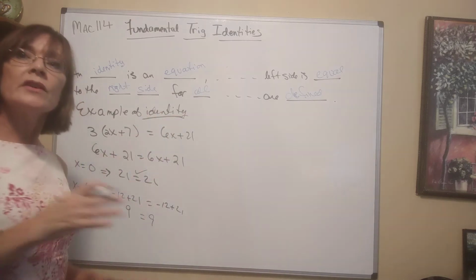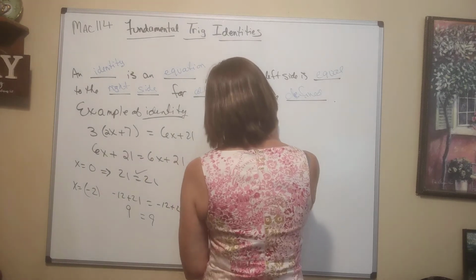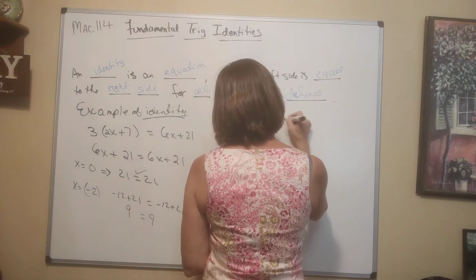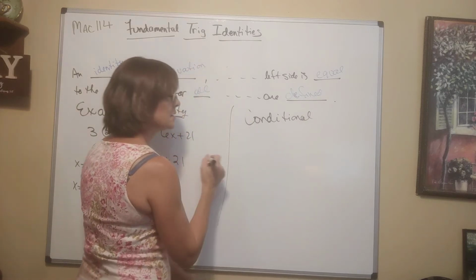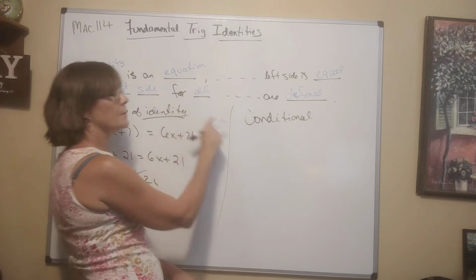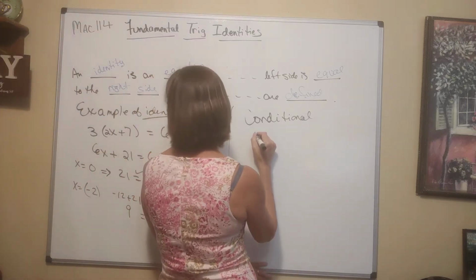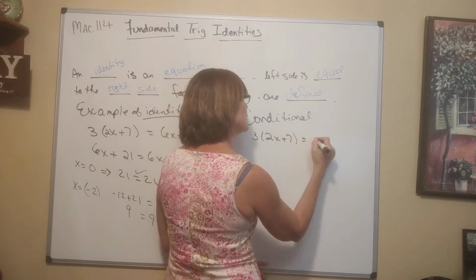We have dealt with other equations that can be solved. These are called conditional statements. All right, what's a conditional statement? It's not an identity. An identity is true all the time. What is conditional? Maybe if we had 3 times 2x plus 7 is equal to 30.